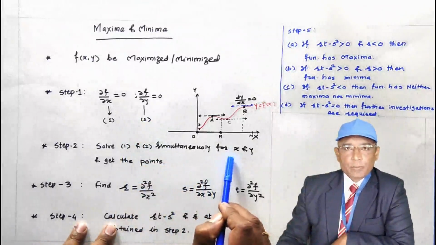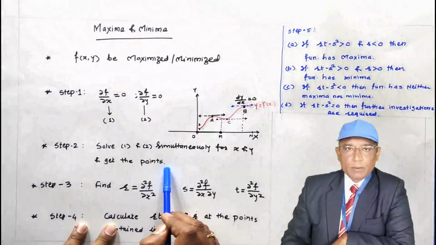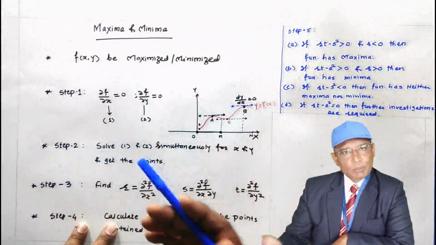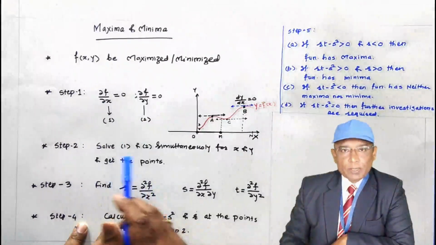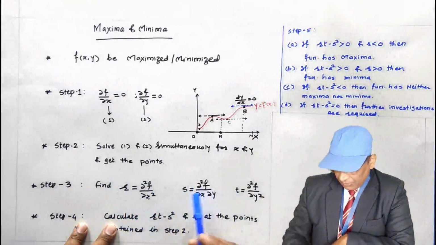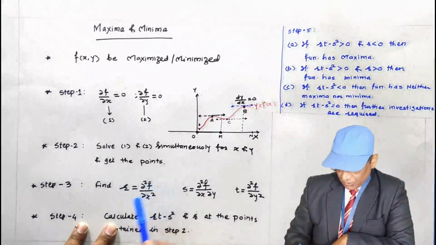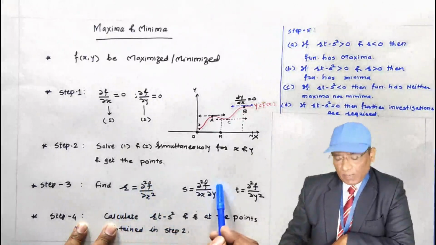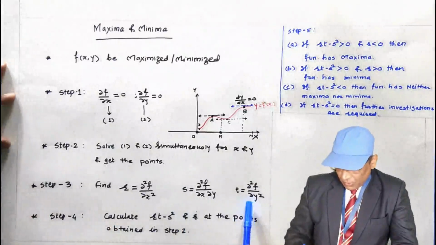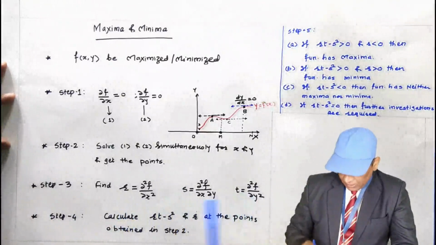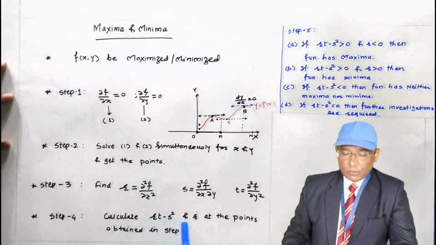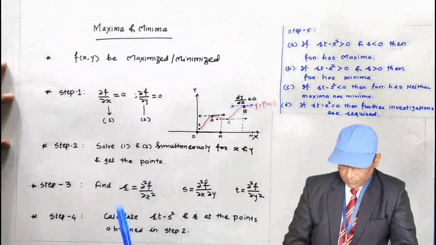Then we have to solve these two equations for the values of x and y. This gives you points where the function may be maximum, minimum, neither maximum nor minimum, or further investigations are required. Once you get the points, find r, s and t. For convenience, I denoted the double derivative of f with respect to x by r, the double derivative with respect to x and y by s, and with respect to y by t. Then calculate rt minus s square and the r value at the points obtained in step 2.